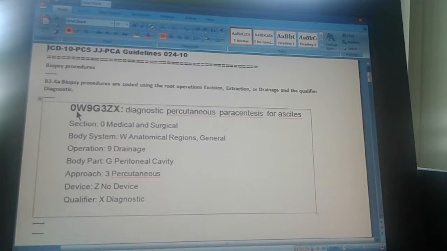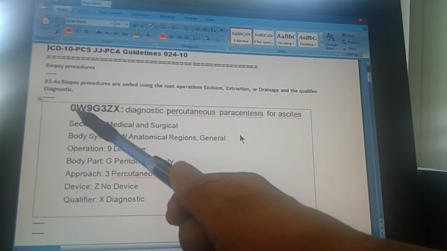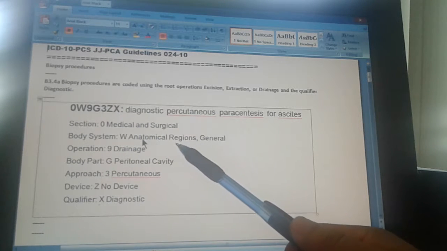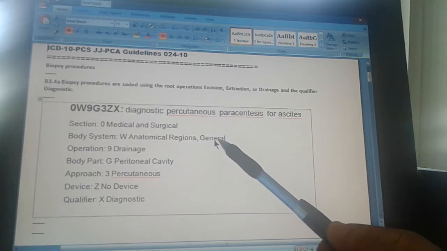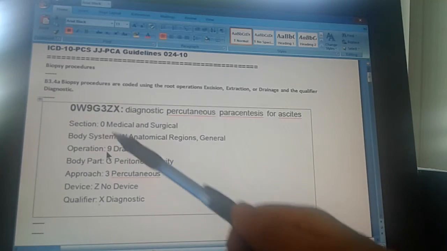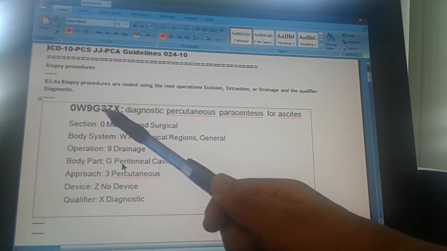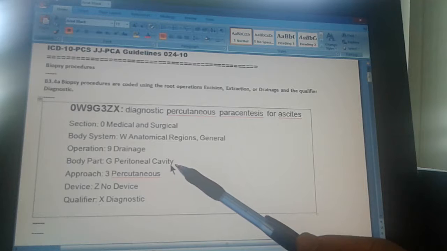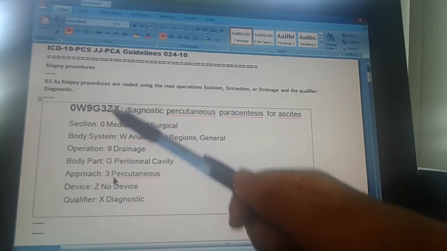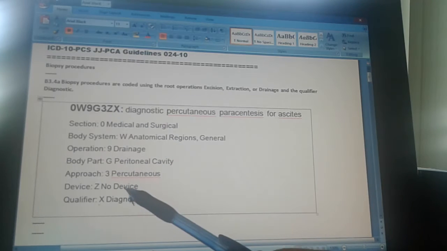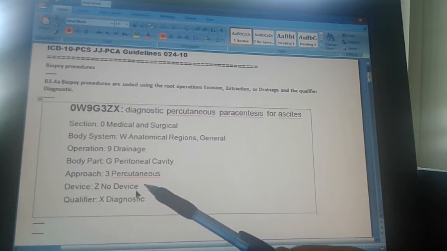The code is 0W9G3ZX. Now we're going to explain all the sections. The 0 means medical and surgical. The W means anatomical regions, general. The 9 means the root operation, which in this case is drainage. The G is the peritoneal cavity. The 3 is the approach, which is percutaneous, through the skin. The Z means there's no device, you don't leave anything in the body.